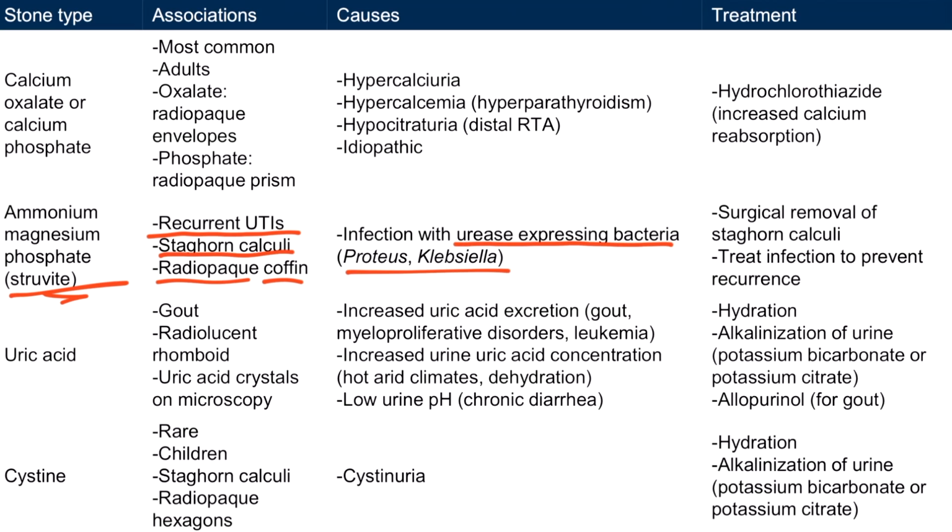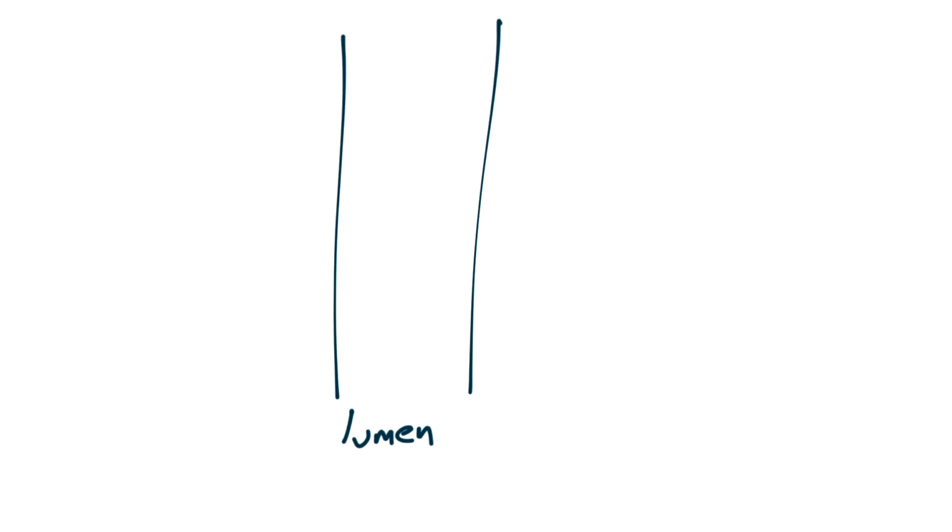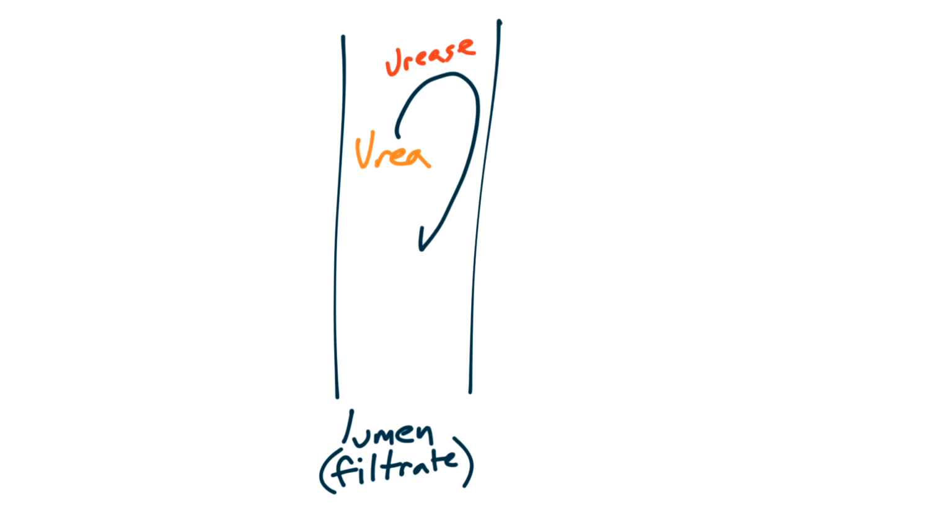Let's discuss why the urease is so important here. Let's say this is the lumen of the nephron, and within it, we'll have the filtrate. Now, urea is a substance in the filtrate, and Klebsiella and Proteus produce urease. And this urease will hydrolyze the urea into ammonia. And this is the important part. Ammonia will increase urine pH, making it easier for ammonium magnesium phosphate salts to precipitate and form stones.